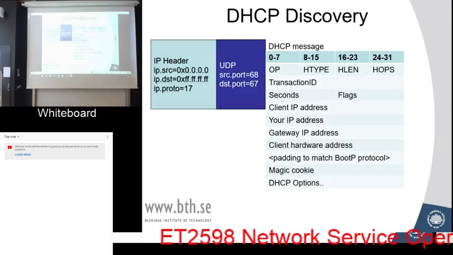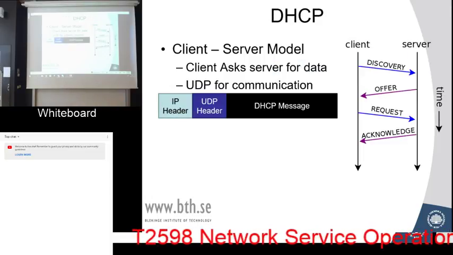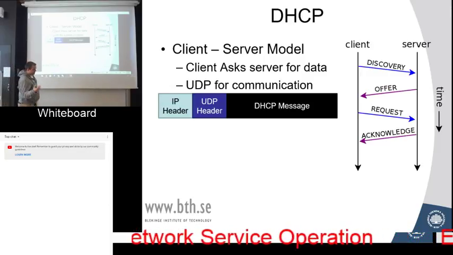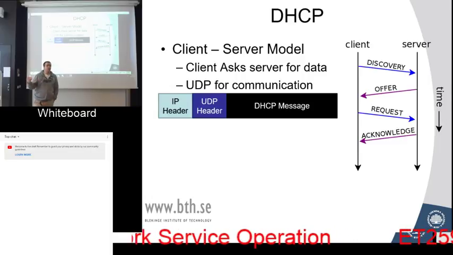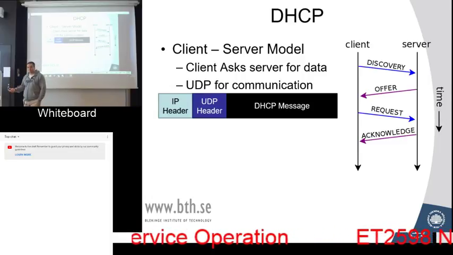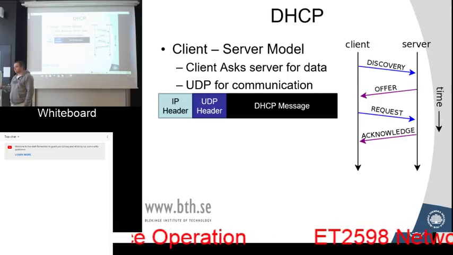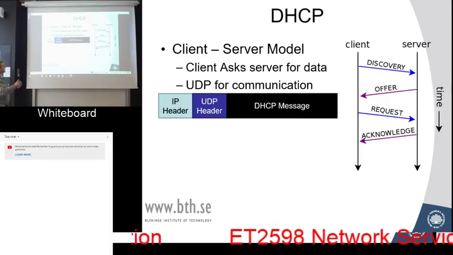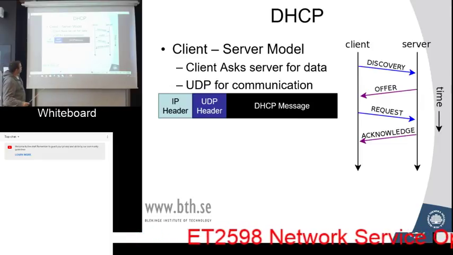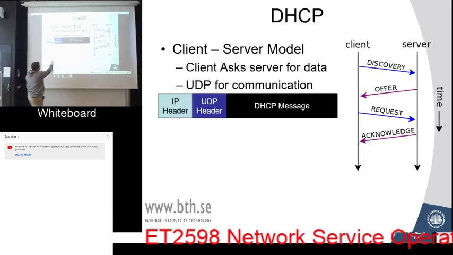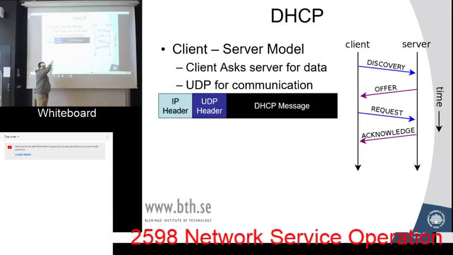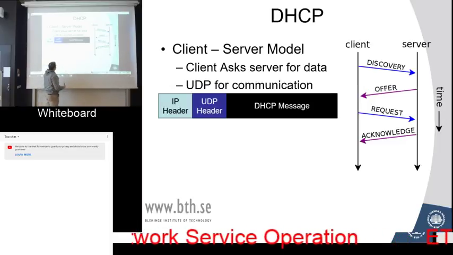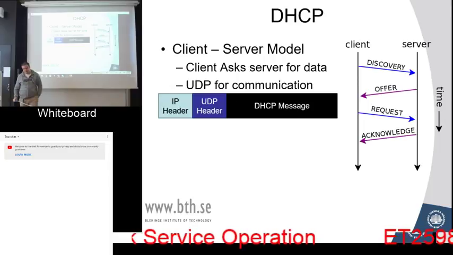I'm just going to take a peek ahead now. The lease time is configured on the server. This could be from a few seconds to several days or weeks. The packet that is used has an IP header followed by the UDP, port 67 or 68, and then the DHCP message. This is just broadcast.